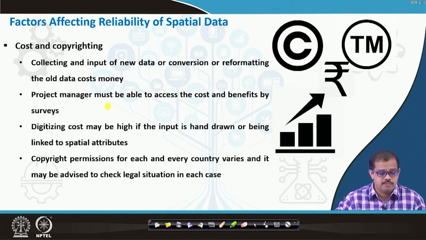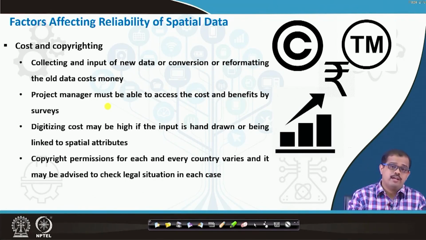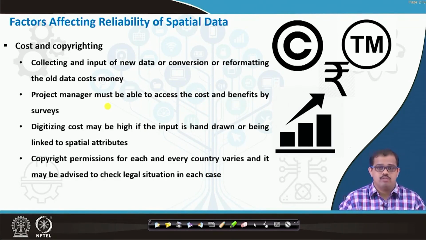So cost I have already spoken about. The major thing is copyright permissions for each and every country varies, and it may be advised to check the legal situation in each of these countries. And most importantly, the data may be available publicly, but in order to use it in your own data model, it may need certain permissions, and the cost that may be involved in order to obtain those permissions is also important. So without that, it may not be used in your database.